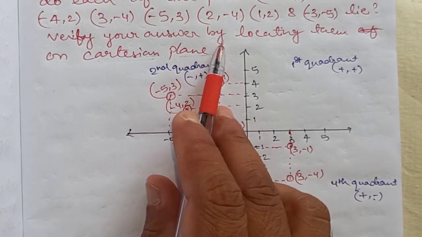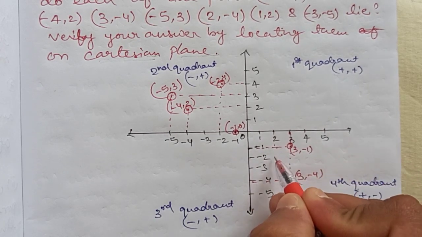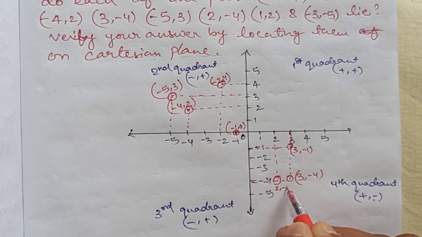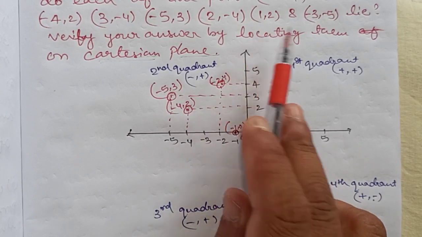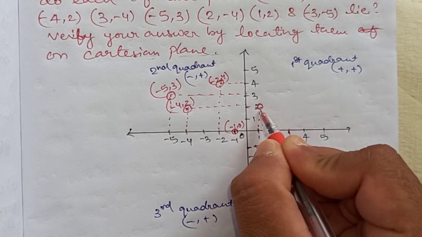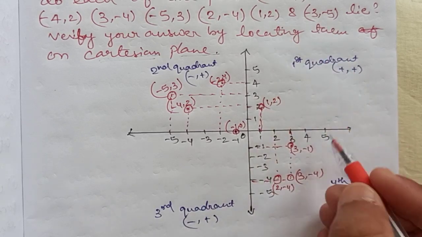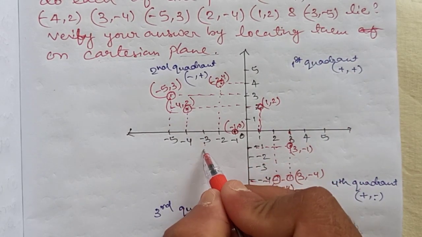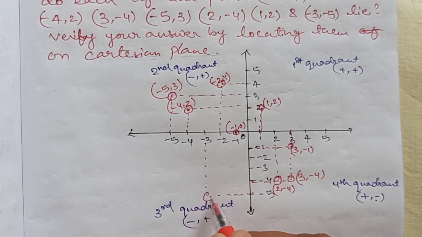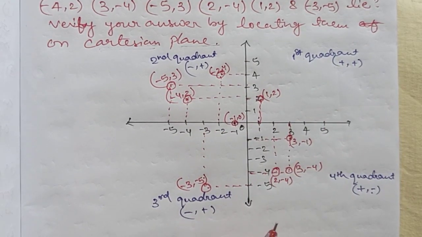Okay, next, 2 comma minus 4. From 2 down to minus 4. Okay, next, 1 comma 2 will meet here. Next, minus 3 comma minus 5. Okay, so all the points we have located on the Cartesian plane.